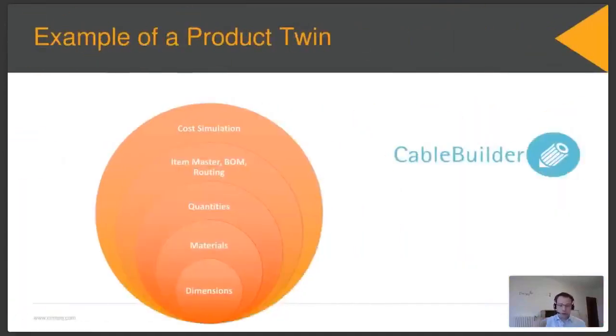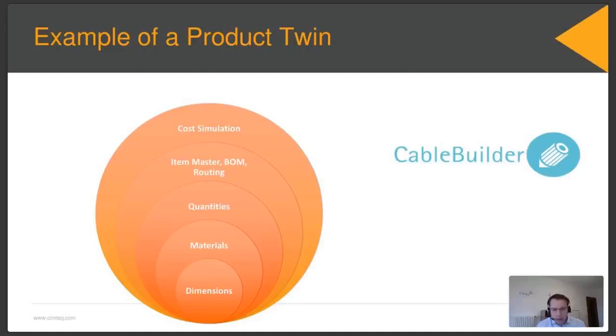And if you've got your bill of materials, you've got your quantities, you've got your dimensions, you've got your machinery, you can also build a cost simulation. You can simulate, okay, if I need 1 kilometer or 1,000 kilometers of this cable, how much will it cost me to produce it? And if we do this in our Cable Builder solution, it will also consider changeovers, cuts, twist loss, and all those typical cable parameters.